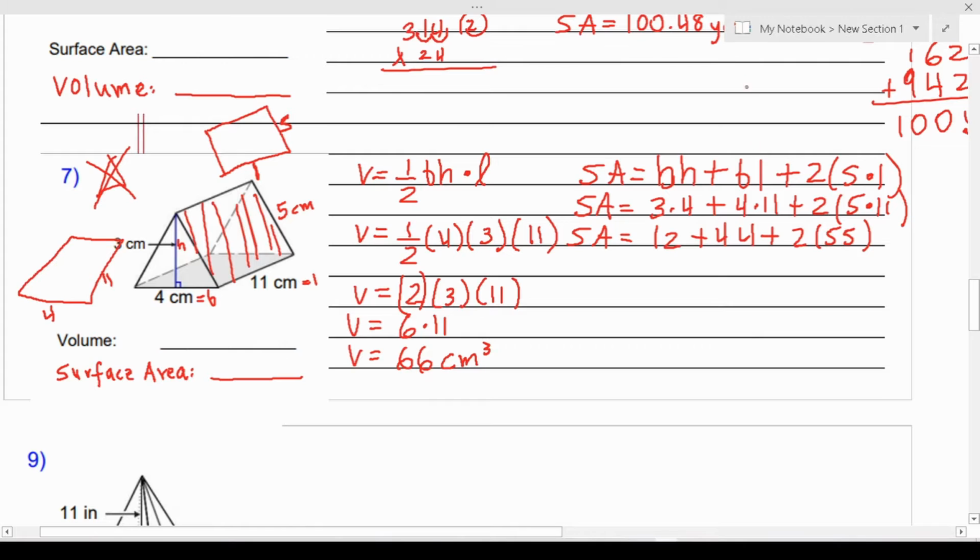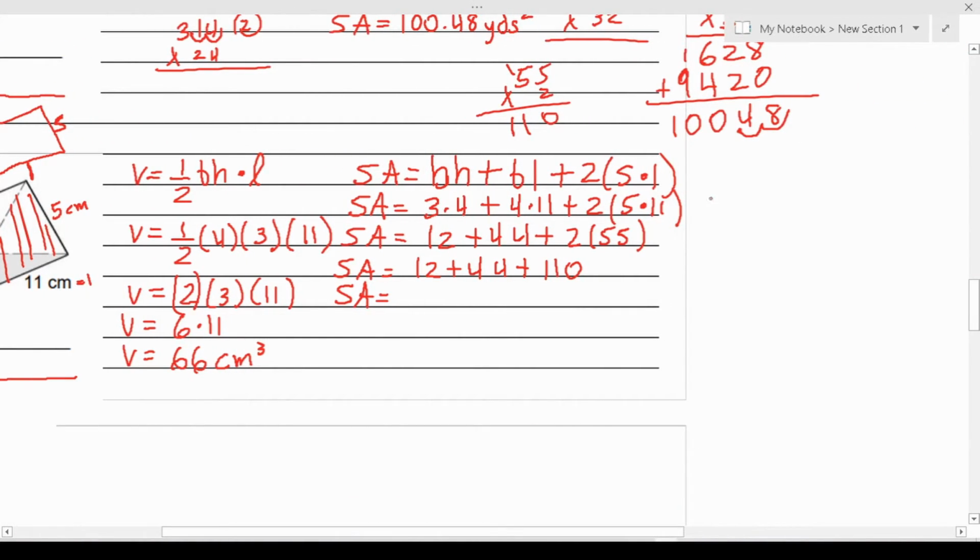Let's work this out real quick. 55 times 2. 5 times 2 is 10. Carry your 1. 5 times 2 is 10 plus 1 is 11, so 110. So surface area equals 12 plus 44 plus 110. Now let's add all of those together. I'm going to do it off to the side here vertically: 110, 44, and 12.